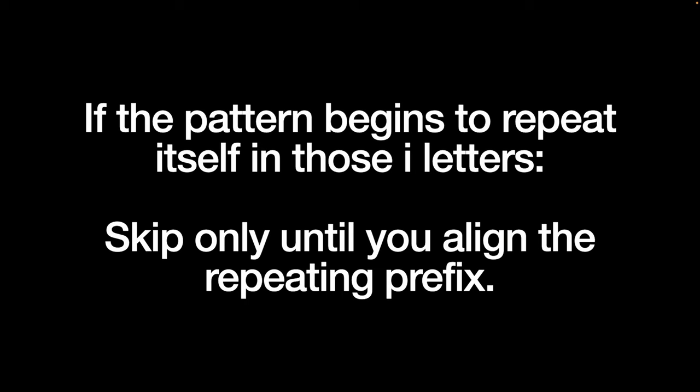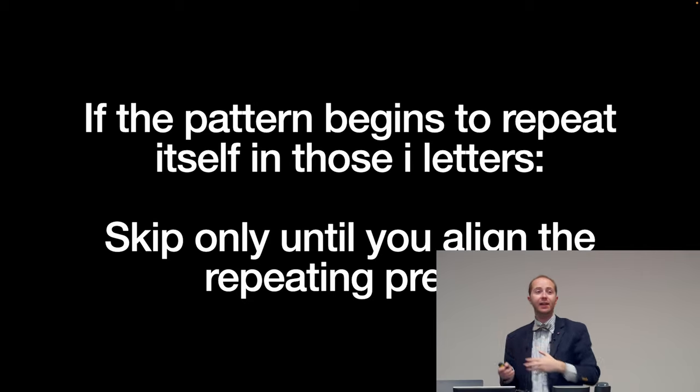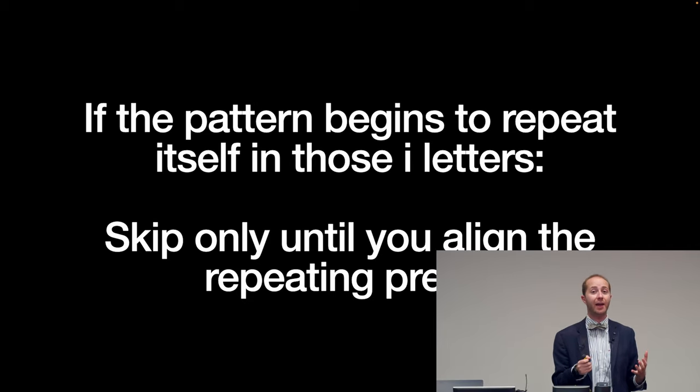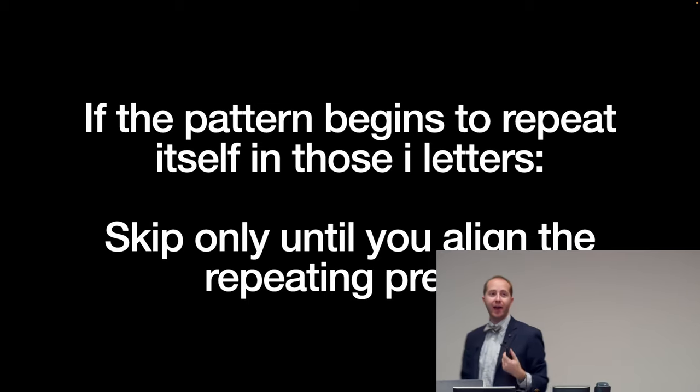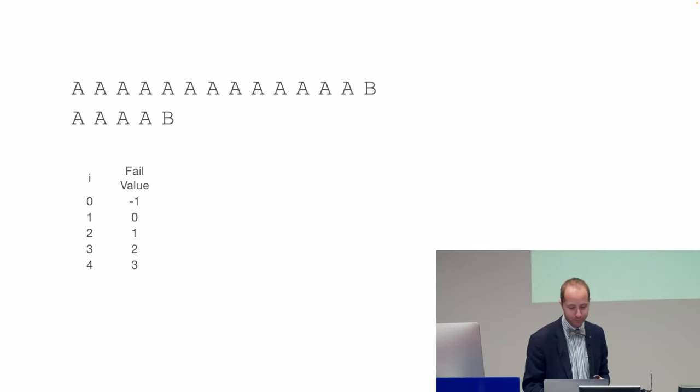So if the pattern begins to repeat itself in those I letters, we're going to need to skip until we can align the next possible place that the pattern has started. So we can't just skip all the letters that we've seen. If there's some repetition inside our pattern, we're going to need to reduce the amount that we skip. And we'll look at how to compute these values momentarily.